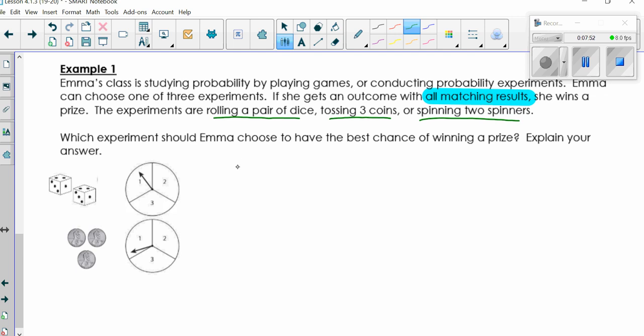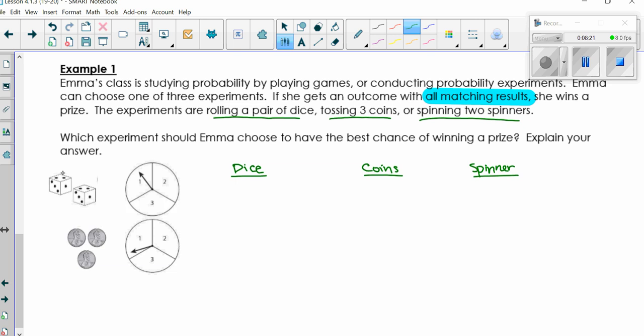So let's see, she has the dice, she has the coins, and she has the spinners. Okay, so she has the option of which one she wants to choose. She needs to get an outcome with all matching results in order to win. So she would want to pick the one with the best likelihood of getting all matching results.